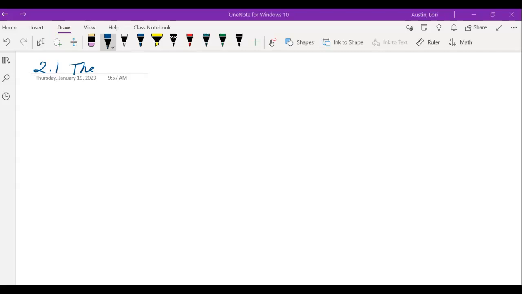Okay, so this section is called the idea of a limit. The idea of a limit. So I want to take you back to grade school. And I want to go back to that.